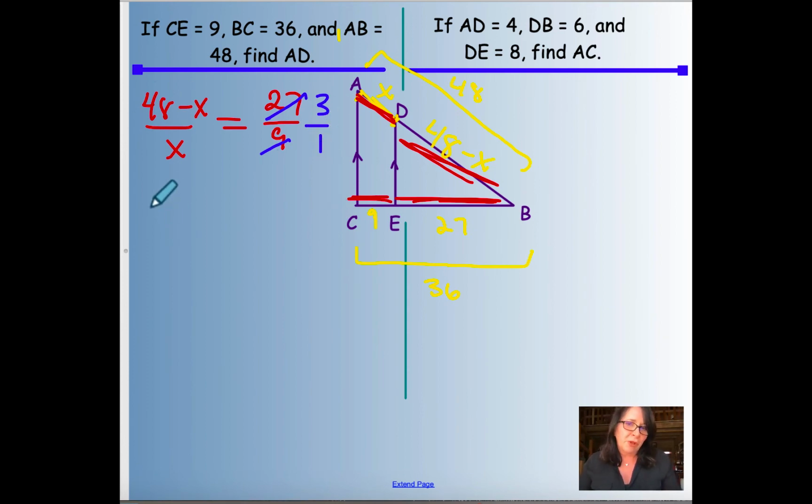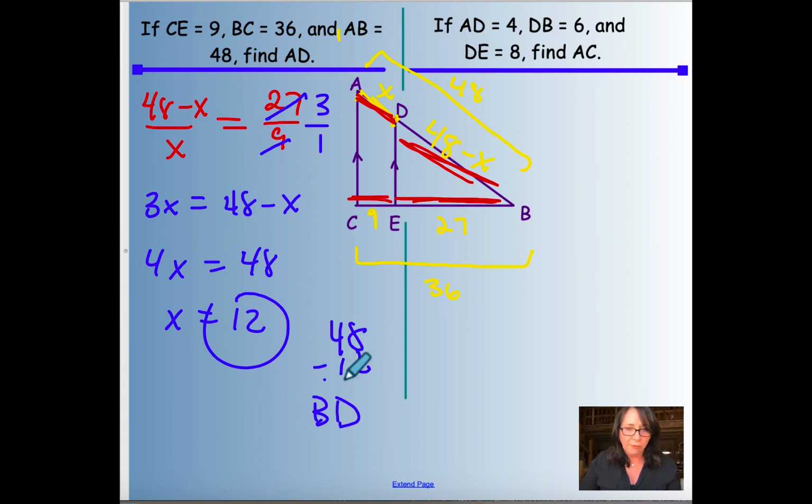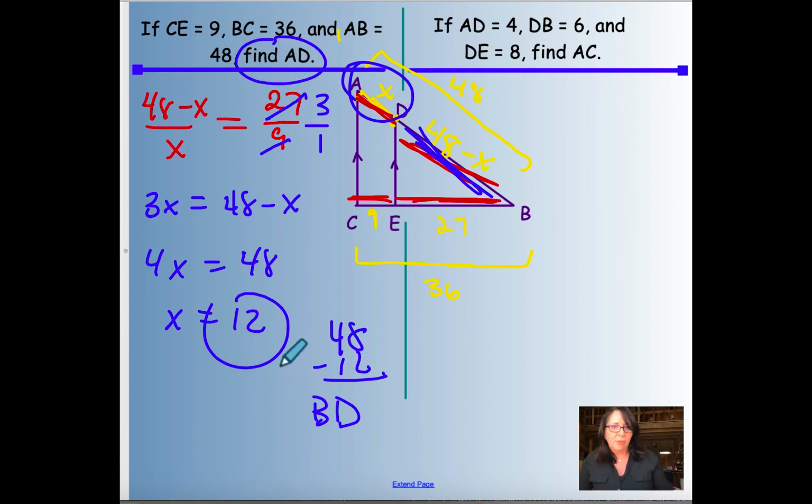So when I cross multiply, I get 3 times X, which is 3X, is equal to 1 times 48 minus X, and that's that. Add X to both sides, I get 4X equals 48, divided by 4, X is equal to 12. Be careful what they're asking you, because I got X is equal to 12. But if I had been asked what the length of BD was, I would have to say 48 minus 12, right? But they didn't ask me this length. They actually asked me what the length of AD was, and AD is my X value, so therefore that's 12.